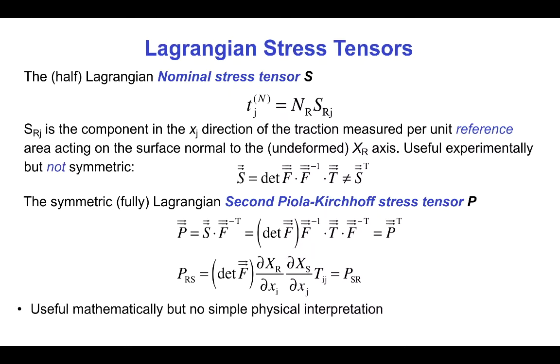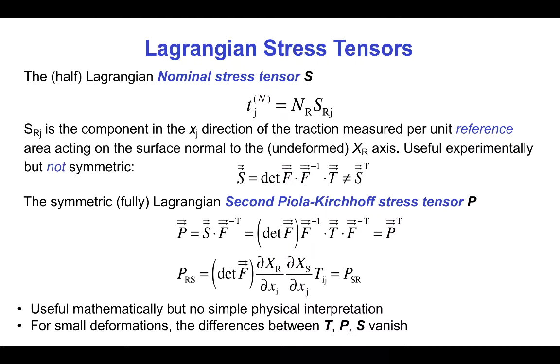This stress tensor has the advantage that it's fully Lagrangian and symmetric, so it's useful mathematically, but it does not lend itself to quite such a simple physical interpretation as the Cauchy or nominal stresses. It is simply a definition of the stress where the traction and area vectors are referred to coordinates in the original undeformed state instead of the current deformed state in which those tractions actually exist. For small deformations, the differences between the Cauchy, second Piola-Kirchhoff, and nominal stresses vanish.